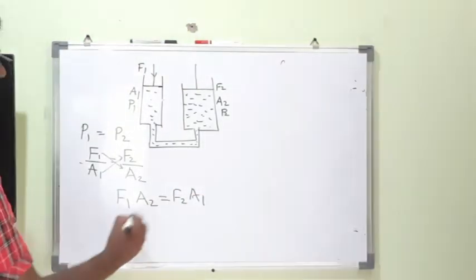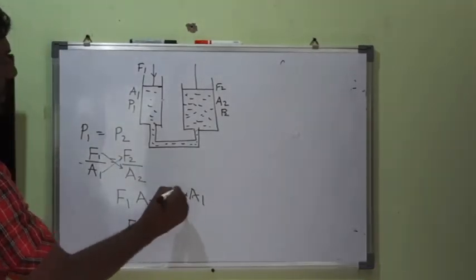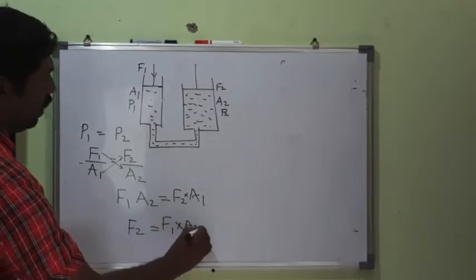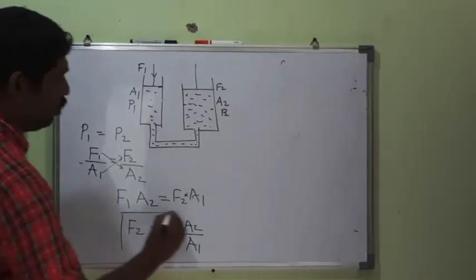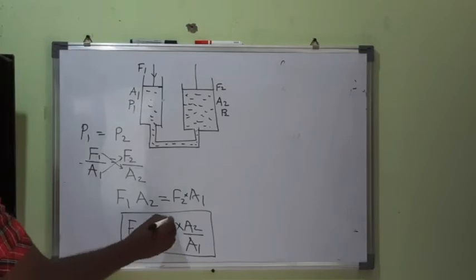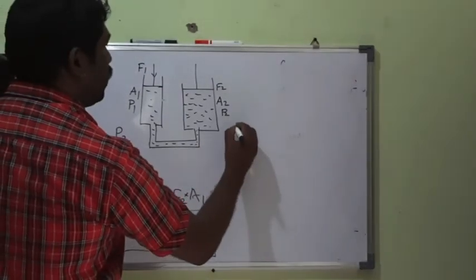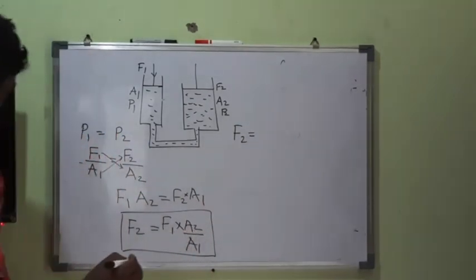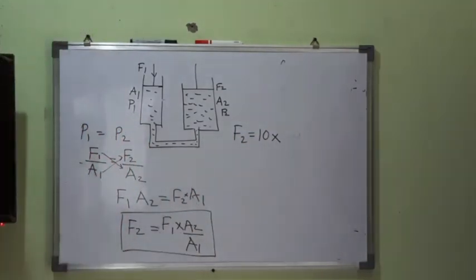From this, find out F2. F2 is equal to F1 into A2 by A1. So our equation is F2 is equal to F1 into A2 by A1. So substitute the values. F2 is equal to F1, 10 Newton, 10 into A2, the area of cross section of the second one.